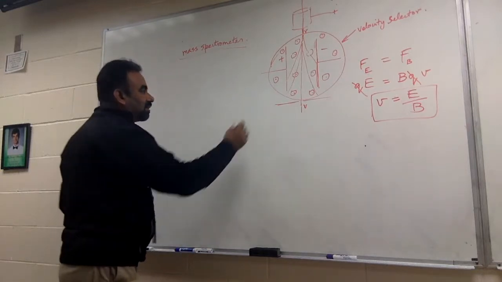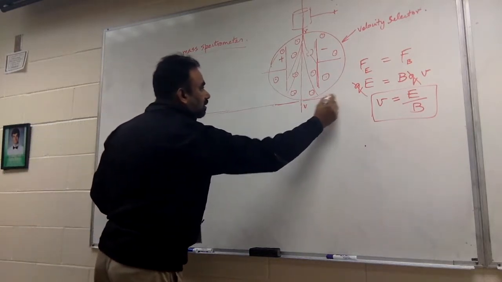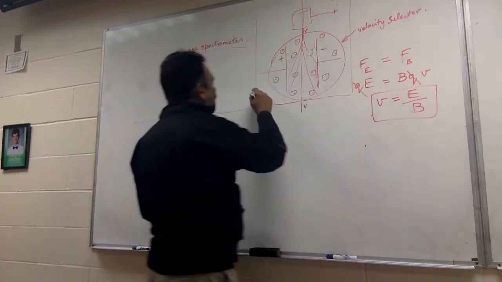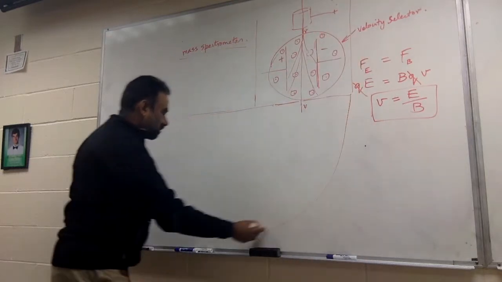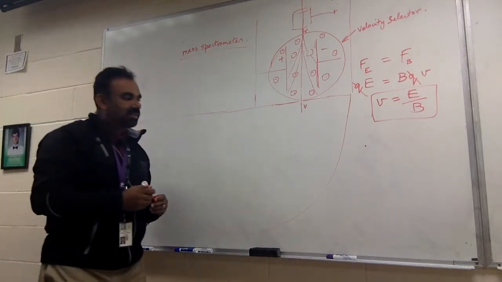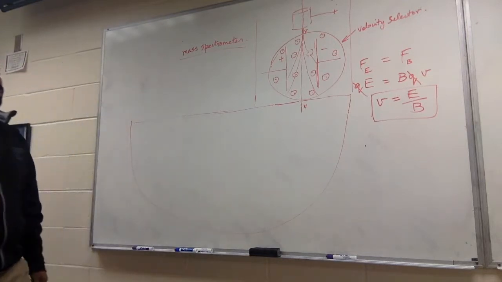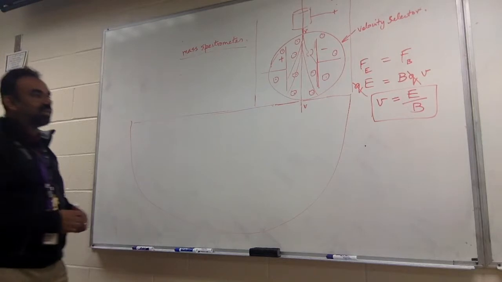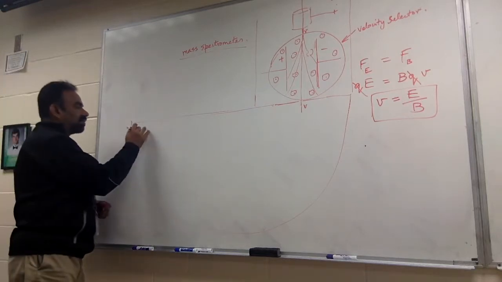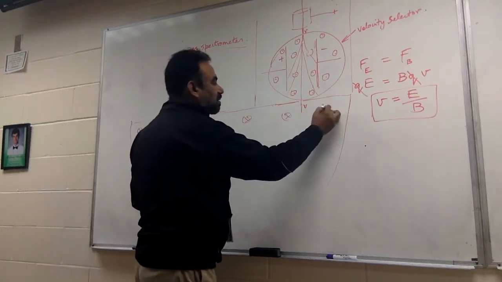The second part of the spectrometer is that section. So what is happening over here in this section is we apply a magnetic field into the board, perpendicular. So all over this place there is a magnetic field.